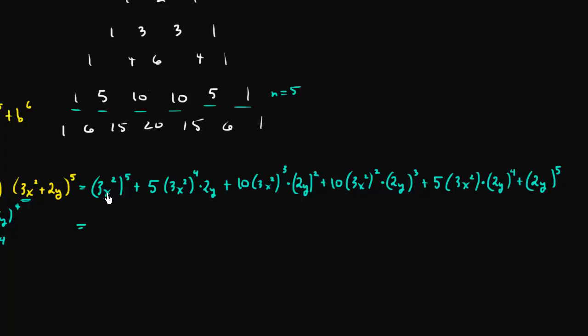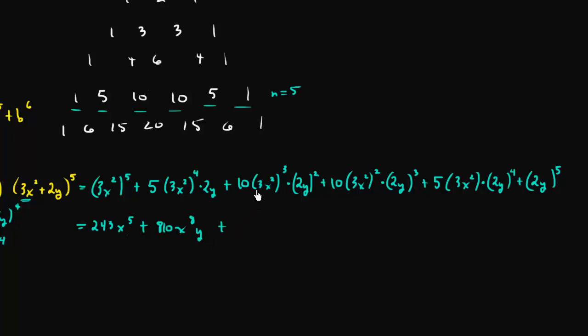So if we raise 3 to the power of 5, 3 to the power of 5 is 243. So we'll have 243, and then we'll have x squared to the power of 5. Because we're raising a power to a power, we multiply the exponents, so we'll have x to the power of 10. And then we'll have plus 5 times 3 to the 4 times 2. So 5 times 3 to the power of 4 times 2 is going to be 810. So we'll have 810 times x to the power of 8 times y.